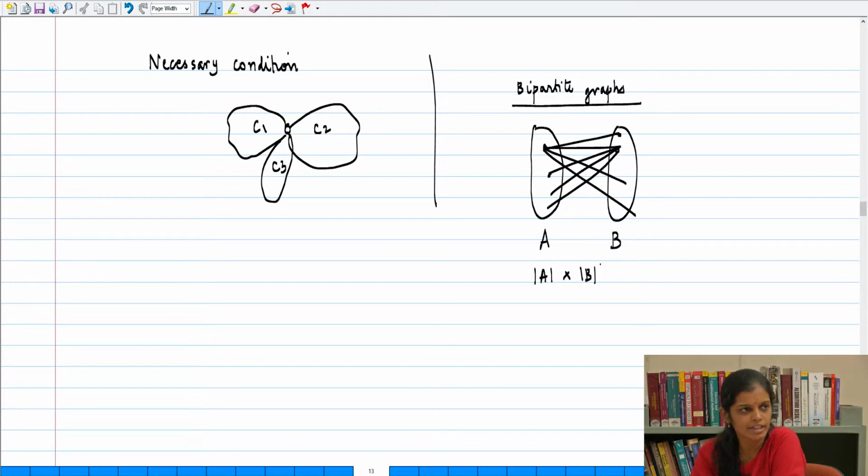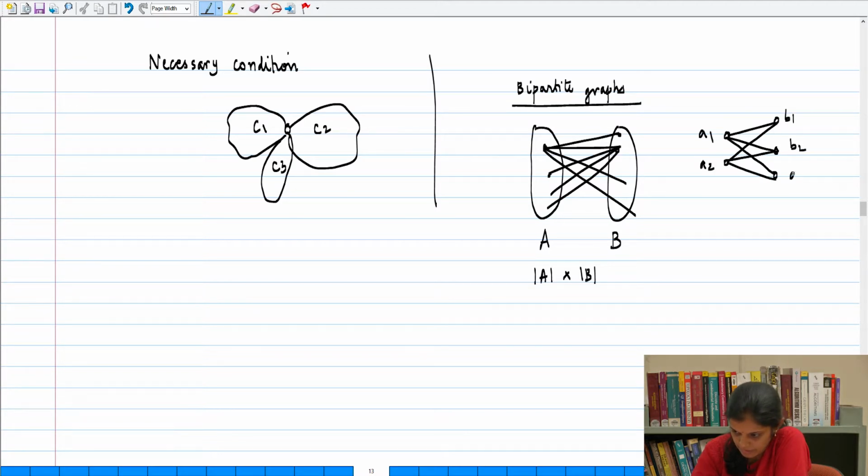Now this is a relatively dense graph, right? What can we say about the graph being Hamiltonian or not? So let us try out a simple example. Maybe I will draw a graph. This is my graph which has 2 vertices on the A side, 3 vertices on the B side, and I would like to see whether there is a Hamiltonian cycle.